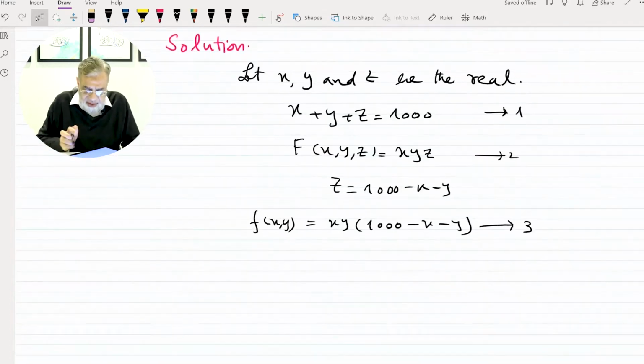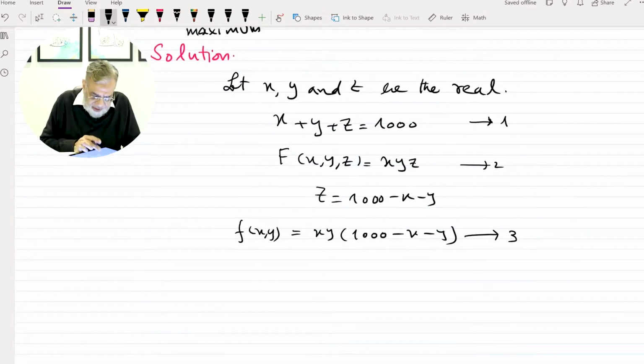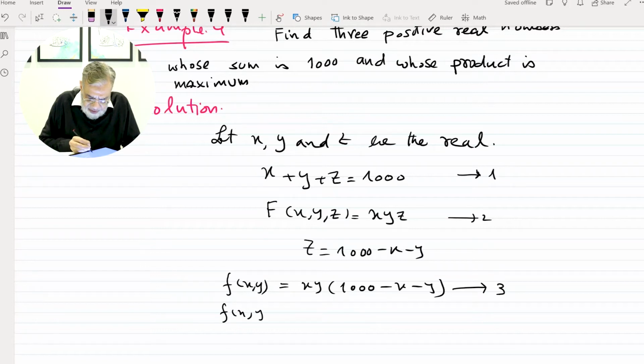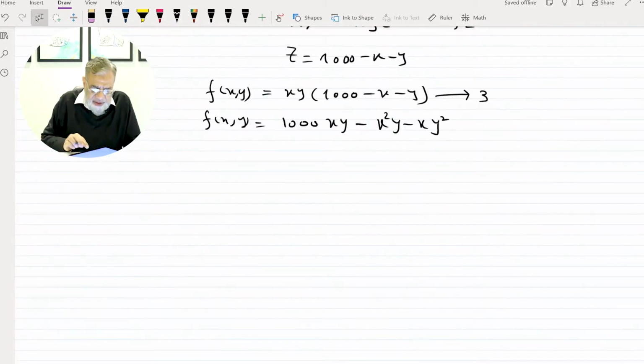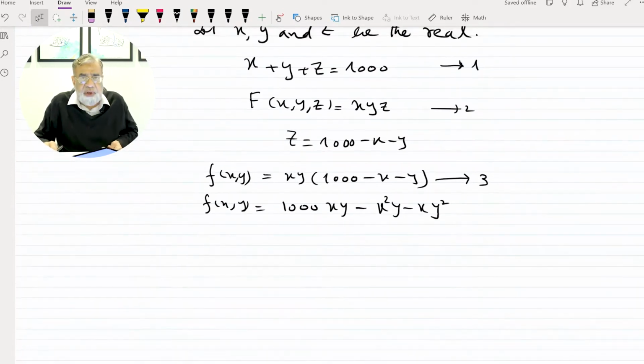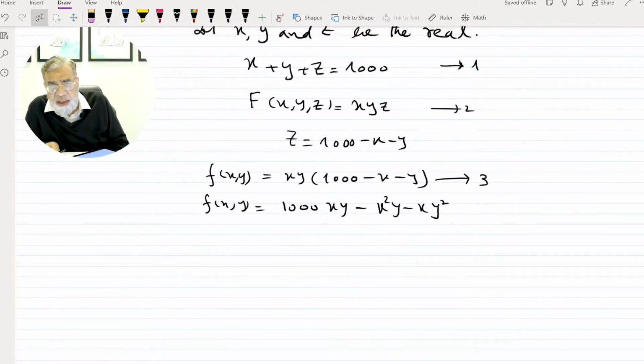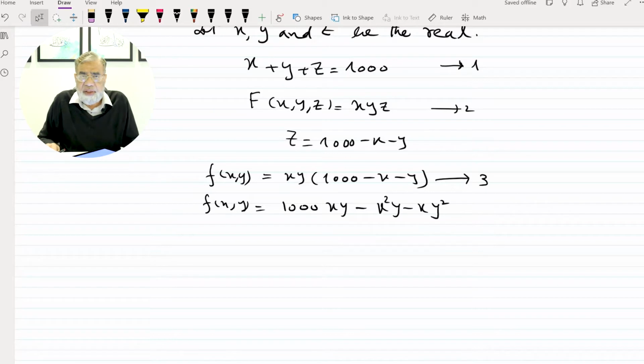I have the function, and I multiply further by xy. So I get 1000xy minus x squared y minus xy squared. Now this function I am going to solve, and I will find the critical points and the discriminant, and then I decide about the maximum and minimum.